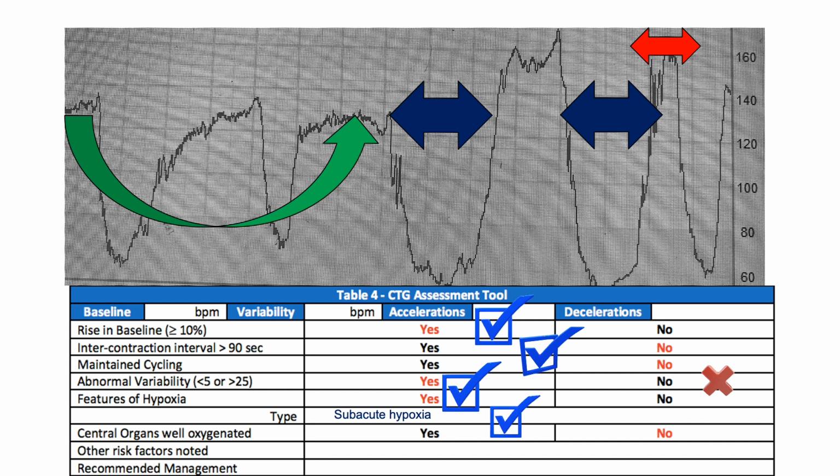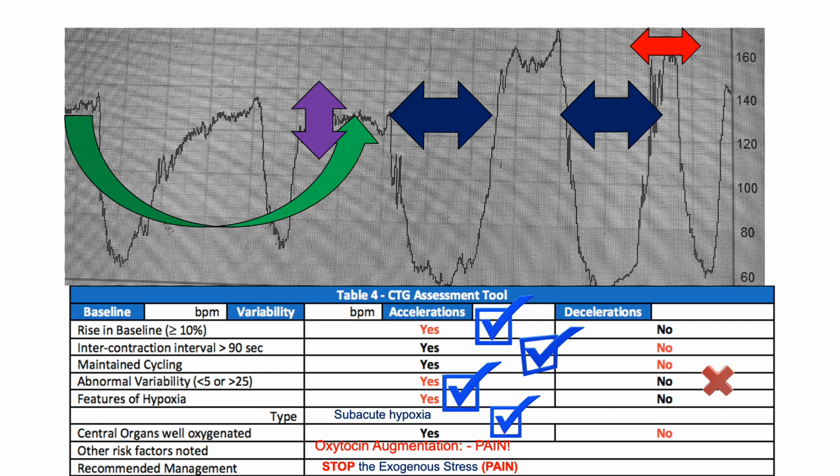Let's ask a question. Are the central organs well oxygenated? Look in between the decelerations. If you go back to your scientific evidence, in the presence of a normal baseline variability, the risk of acidosis is very low. But we need to immediately help the fetus by modifying the stress, by reducing the oxytocin infusion.